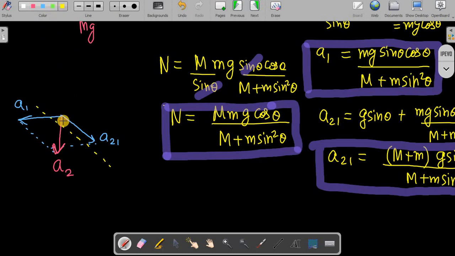So suppose sometimes they can ask what angle this is going to make with the horizontal or vertical line. Okay, so this is the horizontal line, isn't it?